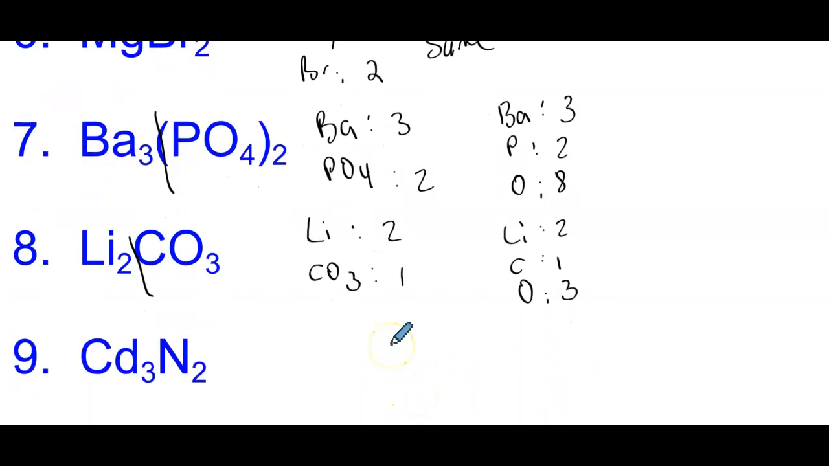And then this next example here, we have two monos, so all we have is C, D, and N. So we have three and we have two, and it would be the same because there's no way to break them down because they're already broken down.